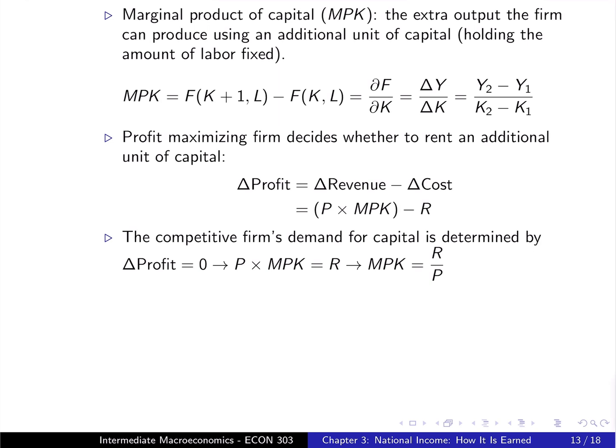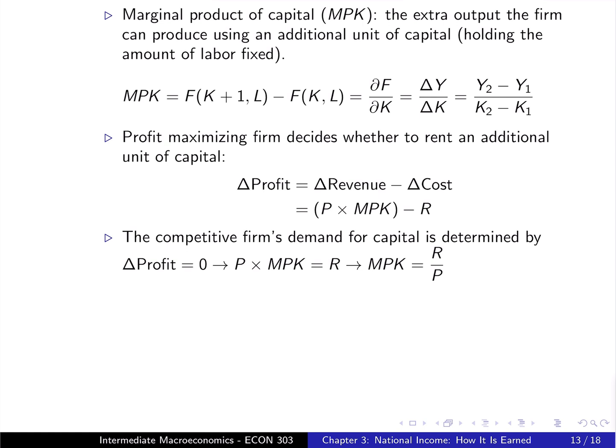Firm's capital hiring decision. A profit-maximizing firm will rent capital if the extra revenue from that capital exceeds its cost. The change in profit from renting one more unit of capital is delta profit equals delta revenue minus delta cost, that equals P times MPK minus R. The firm rents capital until this profit change is 0.